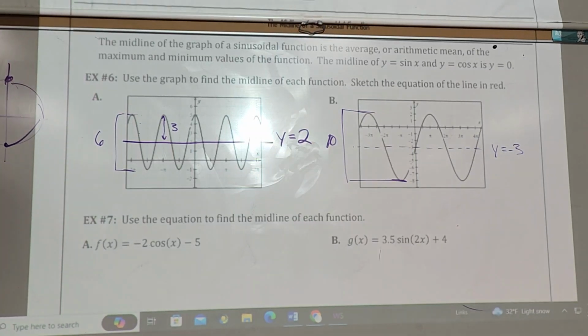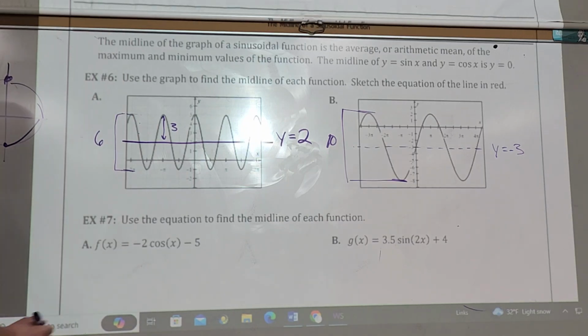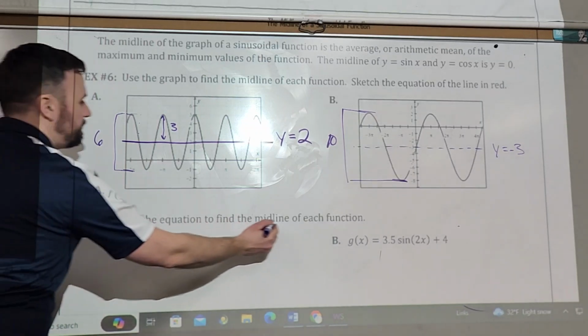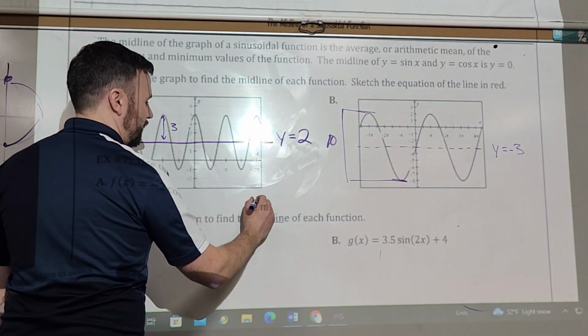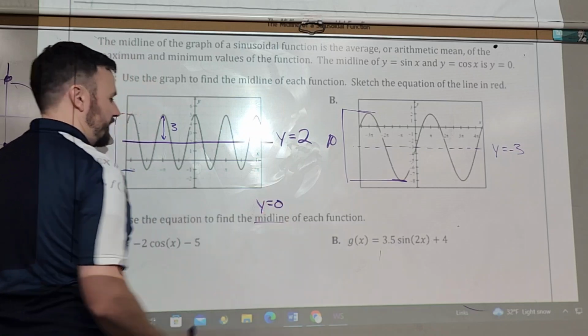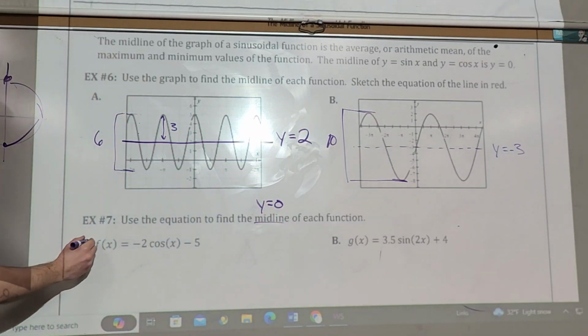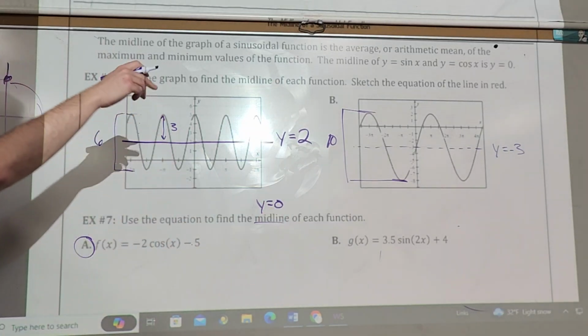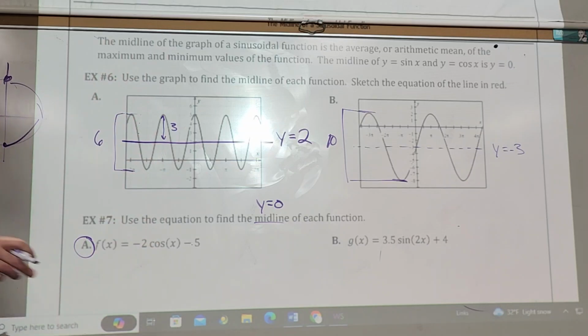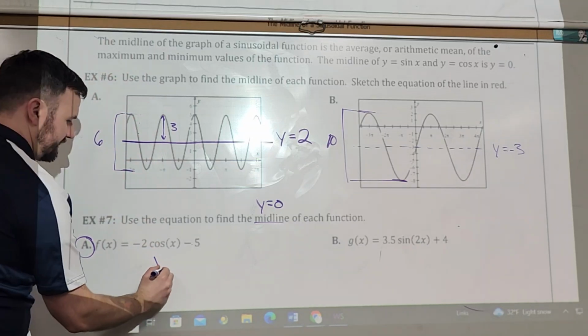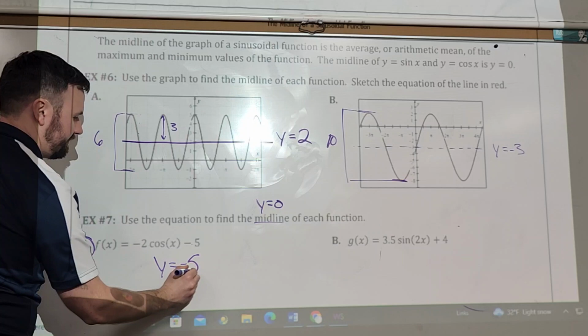What if we didn't have a graph and we had to find the midline? What would I do? What is the midline of a normal sine or cosine graph? Would you agree it's y equals 0, right? So on A, what are we doing with our graph? We are moving it down 5. So what's going to happen to our midline? So you agree it's y equals -5?